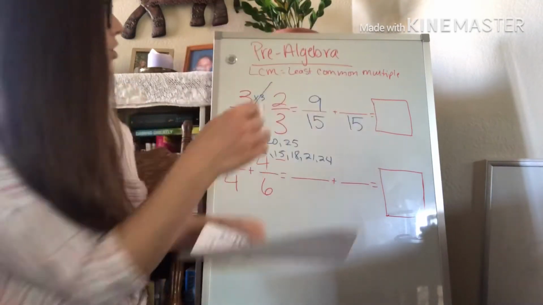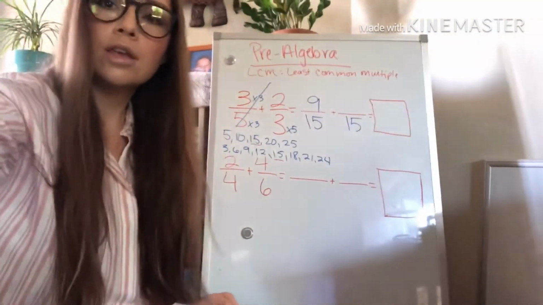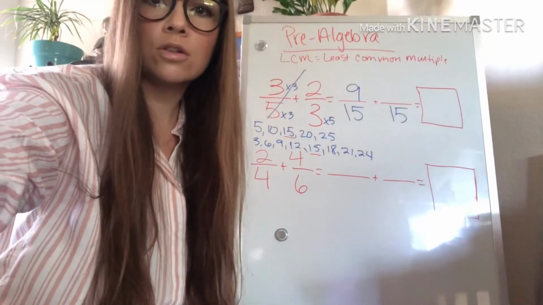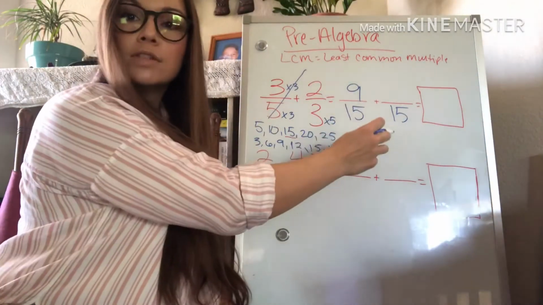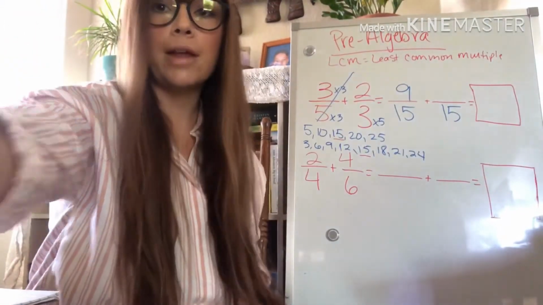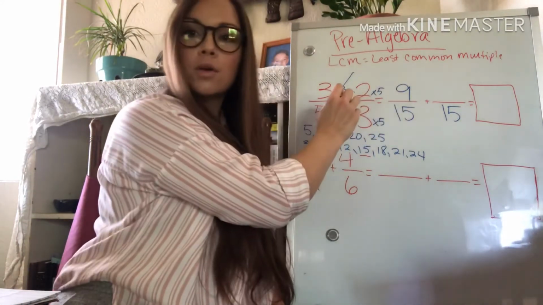So I had to multiply 3 by 5 to get that 15, okay? Just go a little closer so you guys can see a little better. I know there's a little glare. So if I multiply 3 times 5 to get 15, that means that whatever I did to the bottom, I have to also do to the top, right? So times that 2 by 5 also.